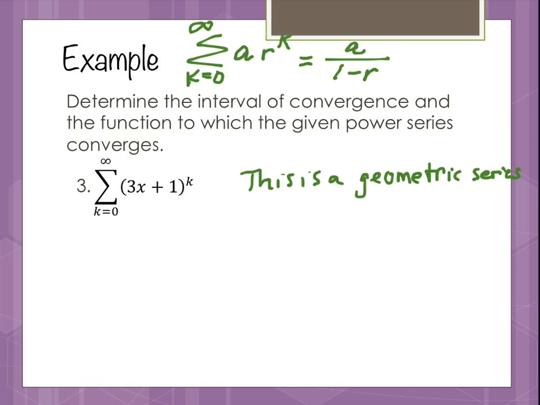Before I get to what it converges to, let's do the first part. The first part says determine the interval of convergence. So the interval of convergence, as you know, is related to the radius of convergence, right? What R value do we need for a geometric series to converge? The R in the formula up there, ar^k. What does that R value have to be in order for this to converge? The absolute value of it has to be less than 1.